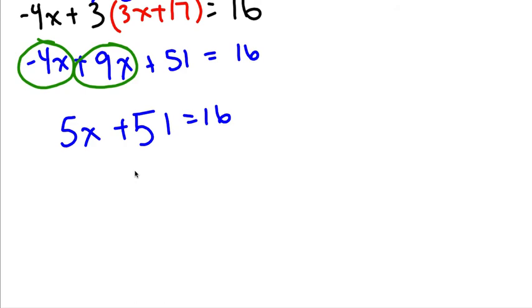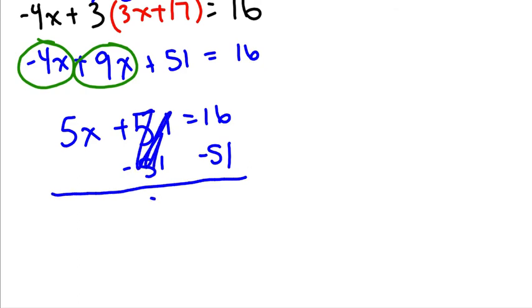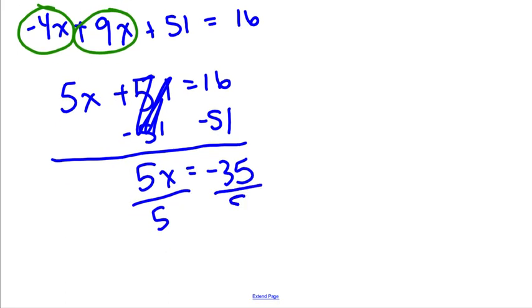Move the number with no variable, so subtract 51 from both sides. 51 minus 51 is 0, they're gone. 5x equals 16 minus 51 is negative 35. Last step, divide both sides by 5. Divide by 5, and we get x equals negative 7.